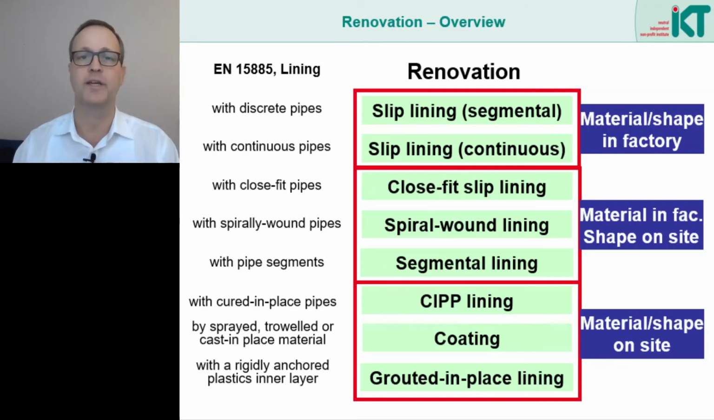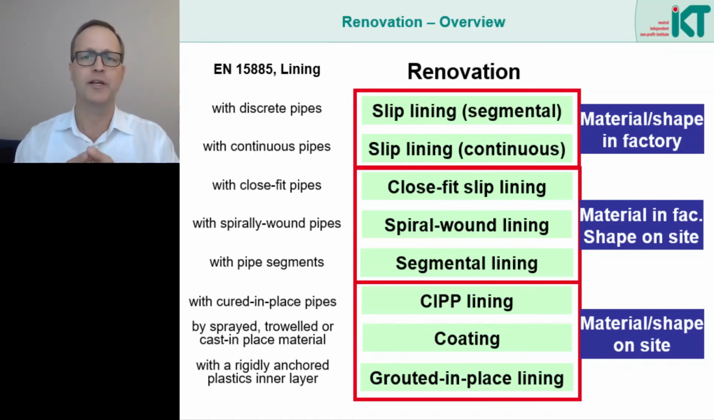The first group includes lining with discrete and with continuous pipes. In both cases, the pipes are completely pre-produced in the factory. This applies to both the material and the final pipe shape. The pipe quality can also be checked in the factory so that, as a rule, only flawless pipes are delivered to the construction site. However, the adaptability to local conditions is then also very low.